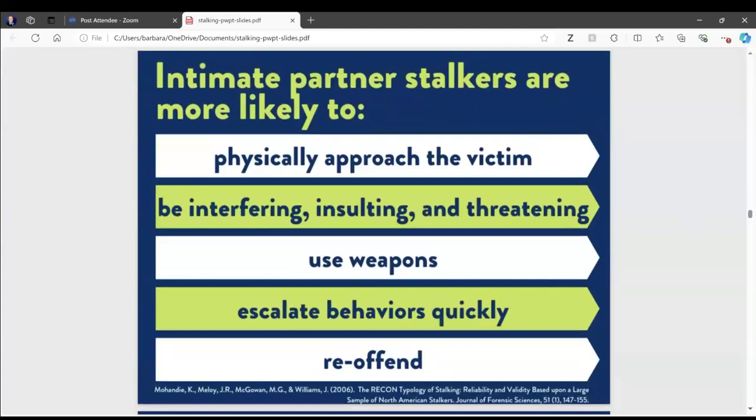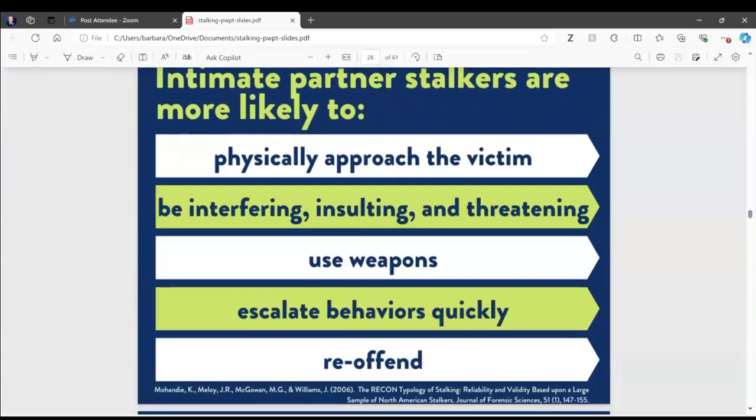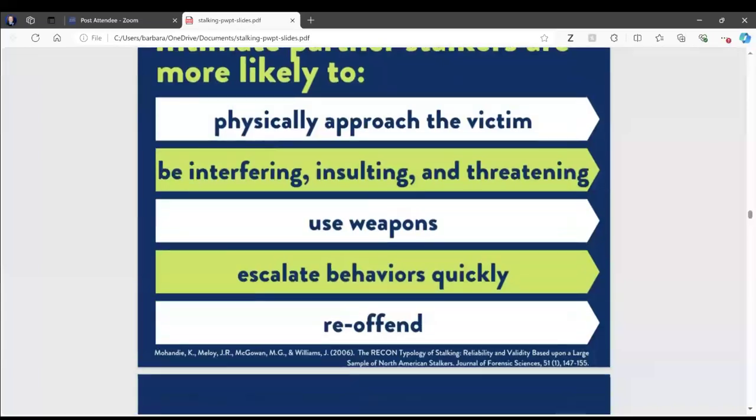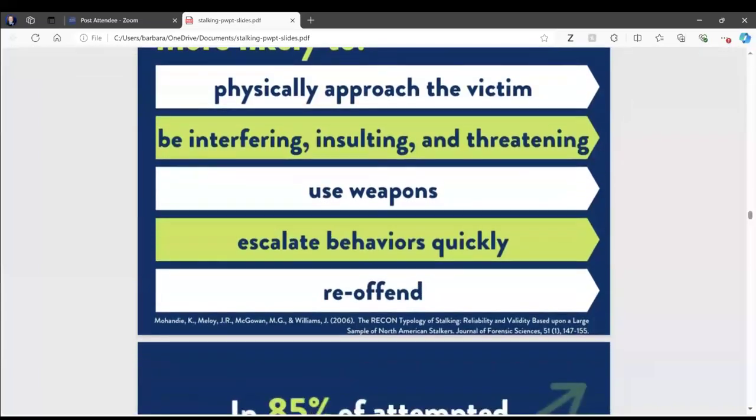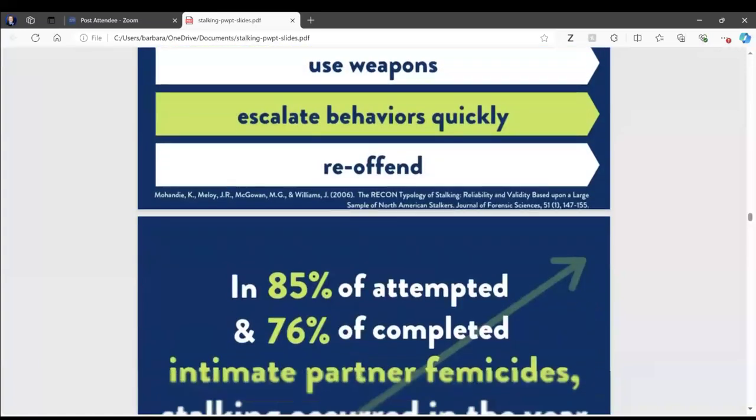In intimate partner stalking, which is what I call the domestic violence stalking, they're more likely to approach the victim, be interfering, insulting, and threatening, use a weapon of some sort, escalate the behaviors quickly, and reoffend.